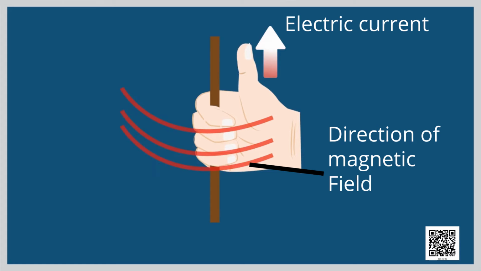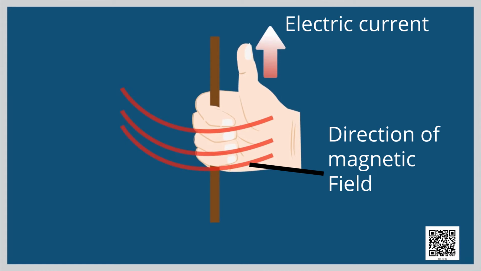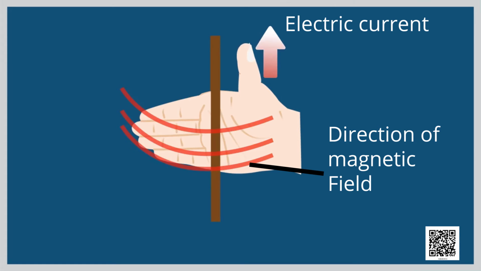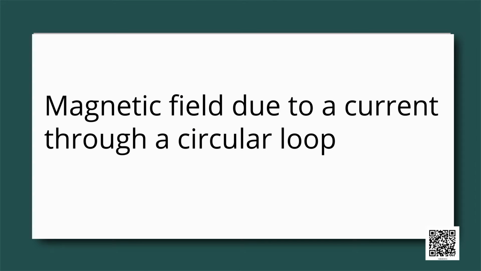Here the fingers of right hand are wrapped in anti-clockwise direction. Then, on applying right hand thumb rule, we see that the thumb, which is pointing in upward direction, is pointing in the direction of electric current. Next, let us study about magnetic field due to a current through a circular loop.